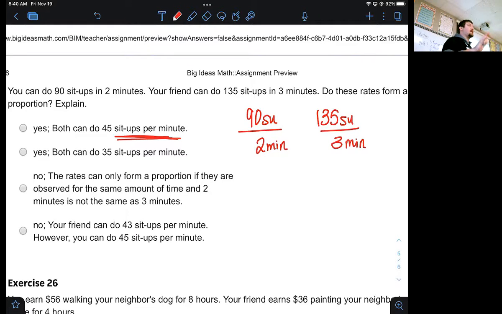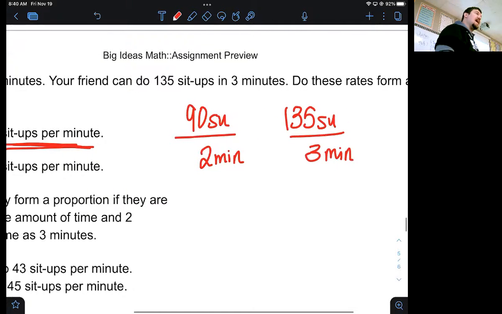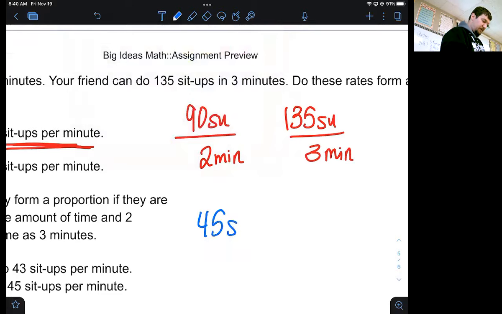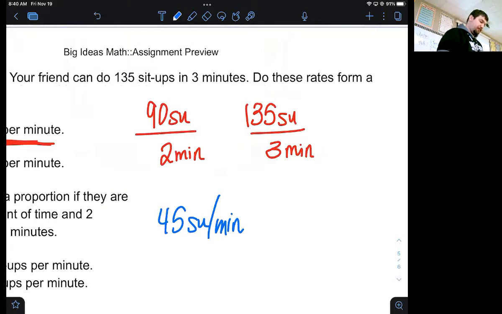Divide. So let's not use the cross product method here. Let's use method 2, which was the dividing method. What is 90 divided by 2? 45 sit-ups per minute is how you'd label it. And what's 135 divided by 3? Also 45. So I know they're proportional.